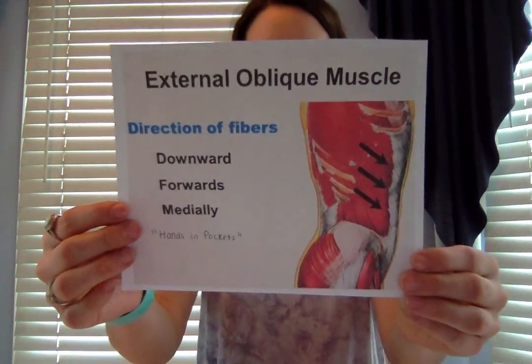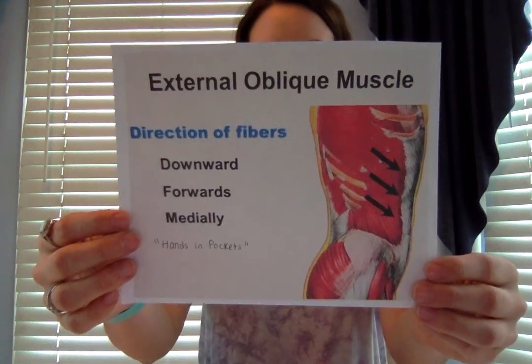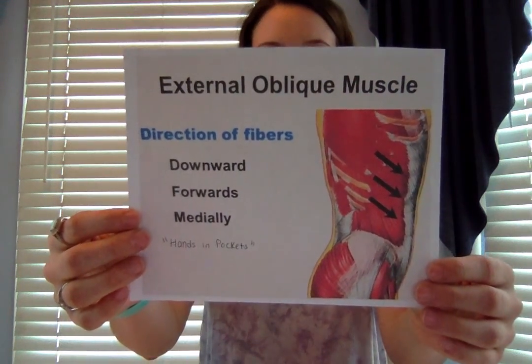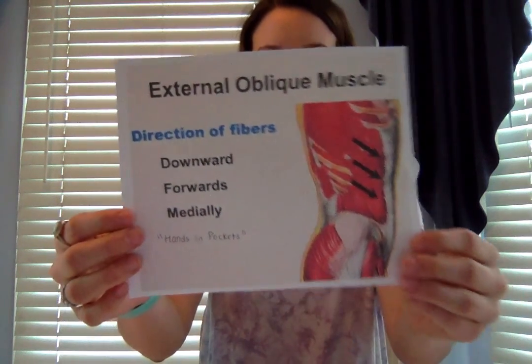So to start with, we're going to do the external oblique muscle. It has fiber directions that run downwards, forwards, and medially. So you can think of it kind of like you're putting your hands in your pocket. So those fibers are going to go this way. It's the largest and most superficial muscle of the abdominal cavity, hence why it has such a large origin and insertion. It originates on the lower 8 ribs to insert on the iliac crest and the linea alba.